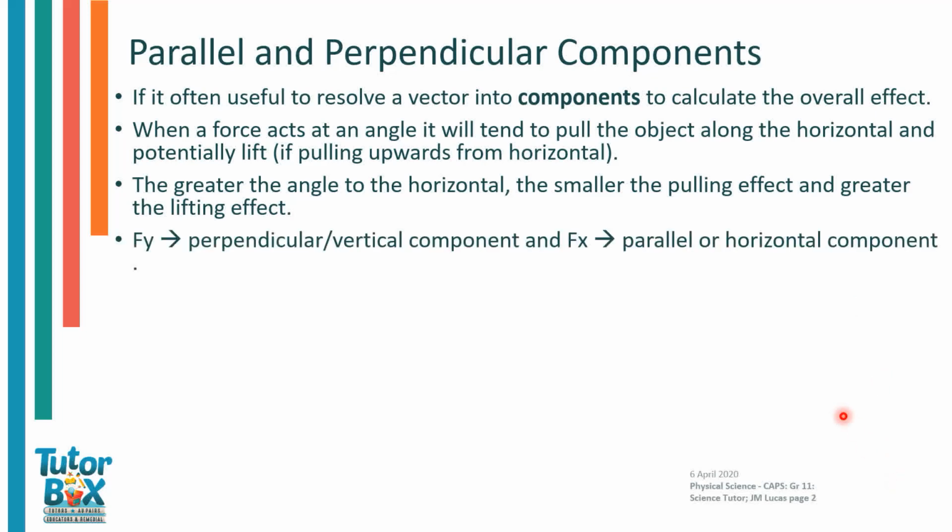So your Fy will be your perpendicular or vertical component, and your Fx will be your parallel horizontal component. This is just some shorthand you should know. We've got this little triangle, and all I've shown you is that the Fy is pointing upwards and the Fx is pointing in that direction. As you can tell, we've drawn it head to tail. And we then have a resultant F as our resultant force, and we've got the angle.